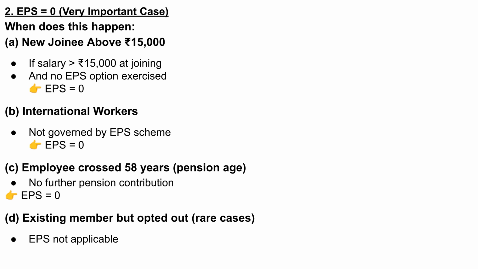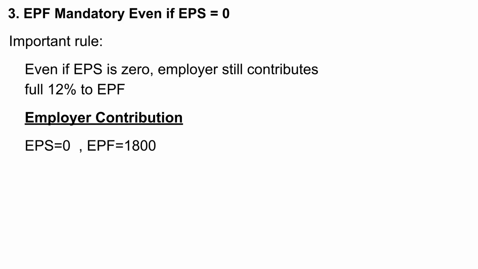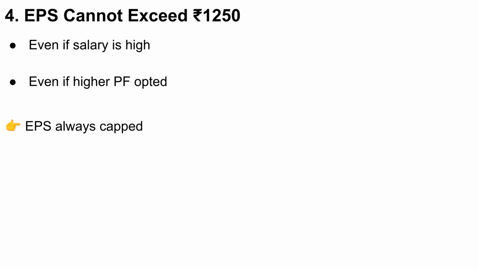EPS equals 0 in very important cases, such as for a new joinee with a salary above 15,000 rupees who hasn't opted for EPS, international workers not governed by the scheme, or an employee who has crossed 58 years of age. Even if the EPS contribution is 0, the important rule is that the employer still contributes the full 12% of the EPF wages to the EPF account. The EPS contribution cannot exceed 1,250 rupees, even if the salary is high or if a higher PF is opted for. The EPS amount is always capped at 1,250 rupees.